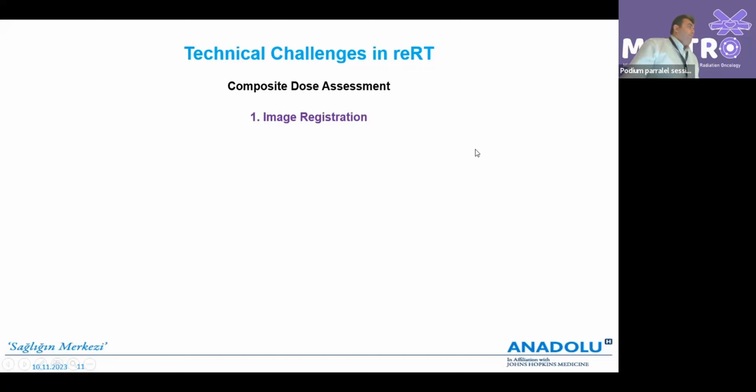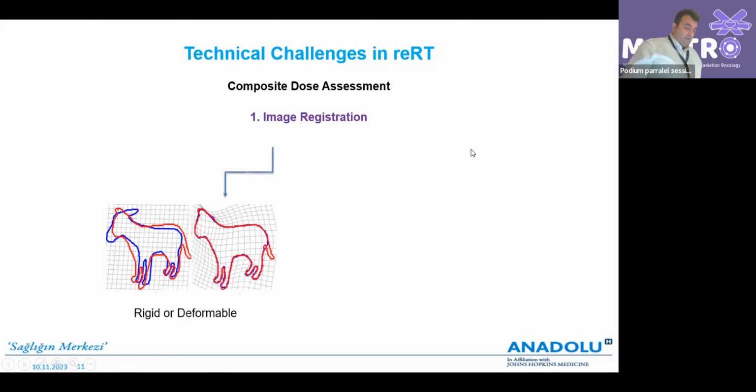So I think the first thing is image registration. I think there are two important subjects in image registration. So do we use rigid or deformable registration for both sides? Some people are using rigid and some people are using deformable. Sometimes deforming the image is a problem because the anatomy is completely changing. So we should understand case by case, or maybe side by side, which kind of registration we will do.